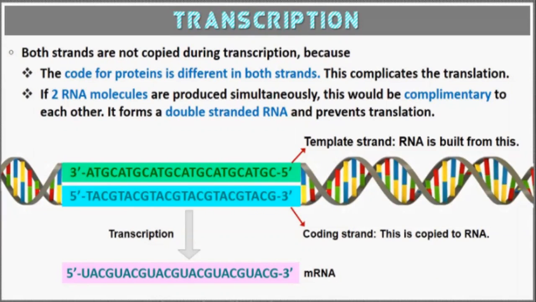If two RNA molecules are produced simultaneously, they would be complementary to each other, forming a double-stranded RNA that prevents translation. We said that the code for proteins is different in both strands, and if you take both strands simultaneously, two types of RNA molecules will be produced that may be complementary to each other, and that prevents the process of translation from occurring. Is that clear? Okay, fine.